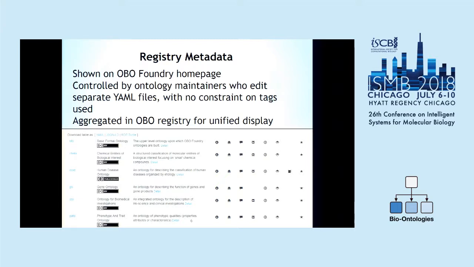And all of this information comes from the individual ontology maintainers themselves. They edit separate YAML files, and there's no constraint on what they put in there, what types of metadata they choose to store, and what tag they use for it. And this all comes together and is aggregated in this unified display, so it would be nice if there's some consistency in how it's done.